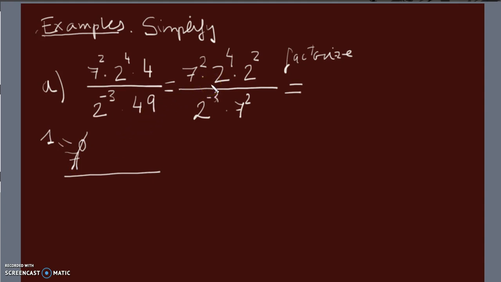Now, the number 2. In the numerator we have 2 to the power of 4 times 2 to the power of 2. So we can multiply this, and in a multiplication we have to add the exponents when you have the same base. Okay, so 2 to the power of 6. And in the denominator is left 2 to the power of minus 3.